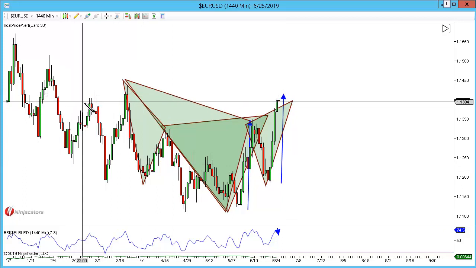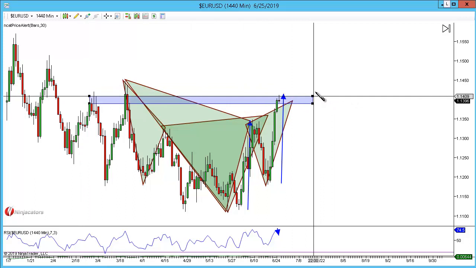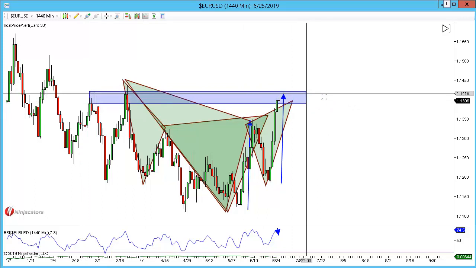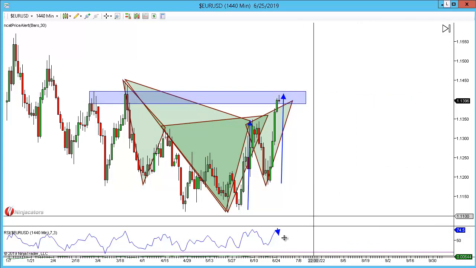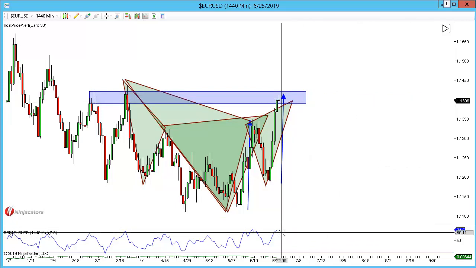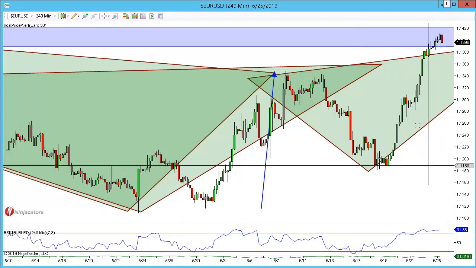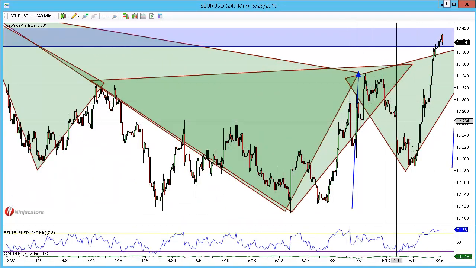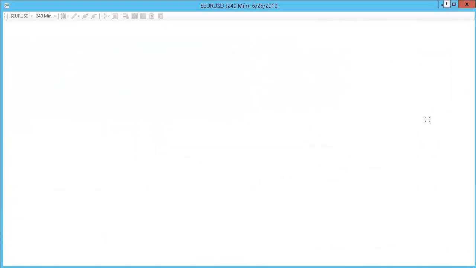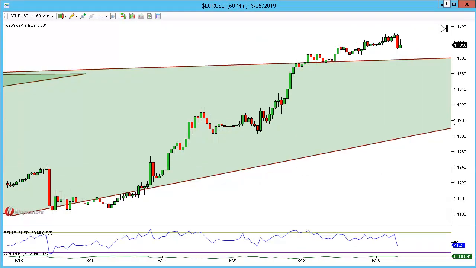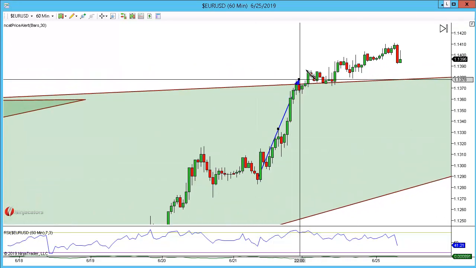And we have come into this internal level of structure right here, which just so happens to be the 1400 psychological number. If I drop down to the 240, we have the RSI oversold at 92. And if we can't quite see the rising channel here, let's drop down to the 60. And we can see it here. So this is what we have.